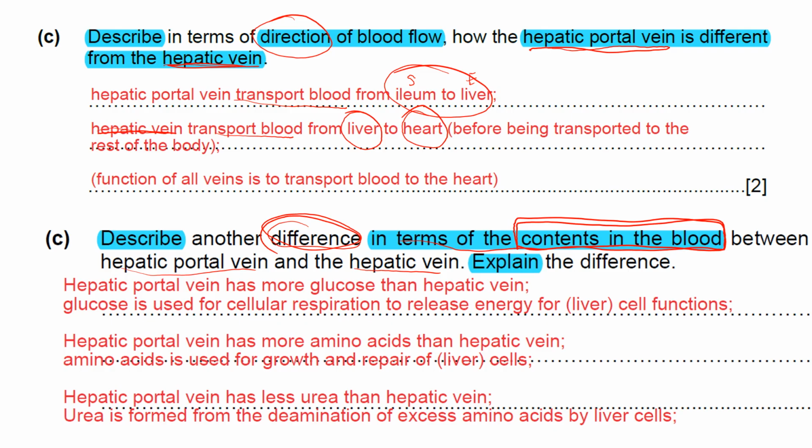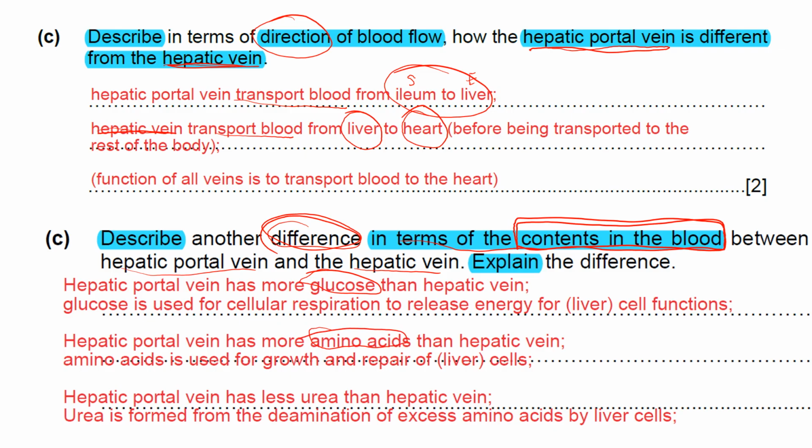There are many differences, but there are three very obvious ones. Number one is glucose. The hepatic portal vein has more glucose than the hepatic vein, definitely. Number two, the hepatic portal vein has more amino acids than the hepatic vein.